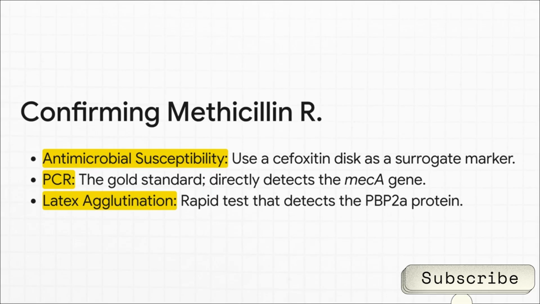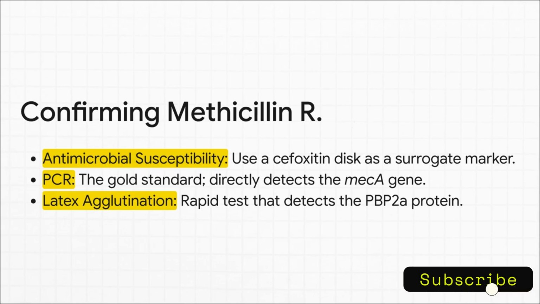So we've confirmed it's S. aureus, but now for the final piece of the puzzle. How do we prove it's the MR part, the methicillin-resistant strain? Well, we've got a few tools. A common one is using a cefoxitin disc on the culture plate. It's a great screening method. But the absolute gold standard? That's PCR, because it directly hunts for the mecA gene itself. No guesswork.